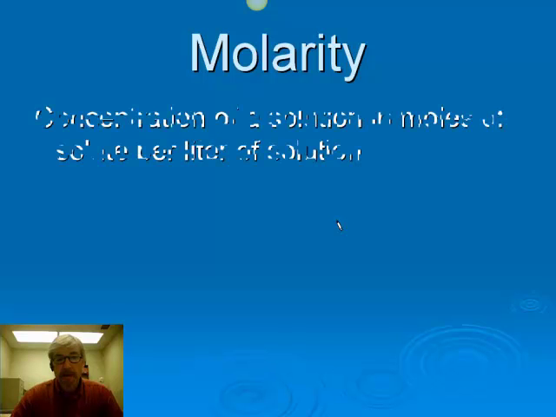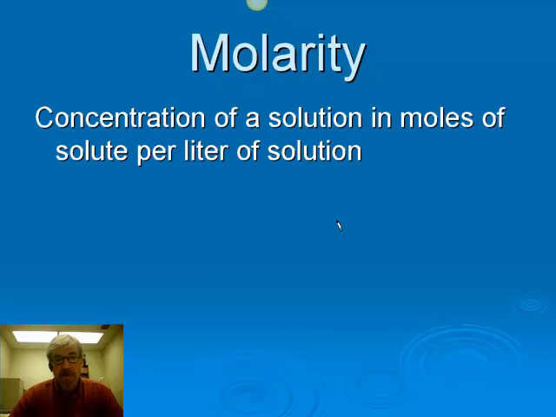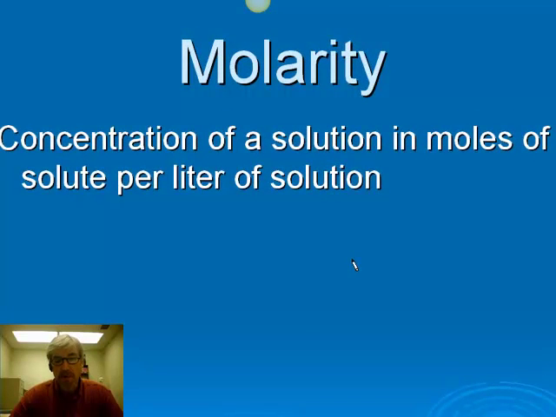This video is going to discuss molarity, which is a way of describing how concentrated a solution is. There are many ways of describing the concentration of a solution, and different ones are better for different purposes. But for chemistry, molarity is often the most useful one. Here's why. It's the concentration described in moles of solute per liter of solution.